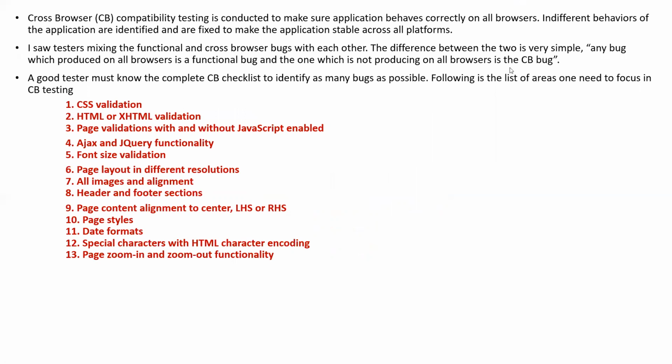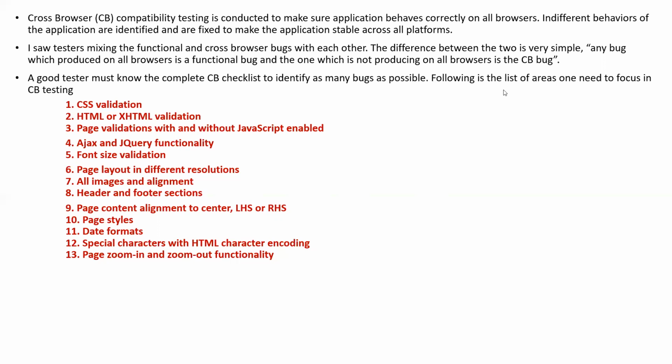Testers often mix up functional and cross-browser bugs. The difference between the two is very simple. Any bug which is produced on all browsers is a functional bug, but a bug which is not produced on all browsers is a cross-browser bug. When an issue comes on all browsers, we can simply say it's a bug. But when an issue comes on some browsers, like I got an issue in the Chrome browser but a similar issue does not come on all browsers, we should not say it's a plain bug; it's a cross-browser bug.